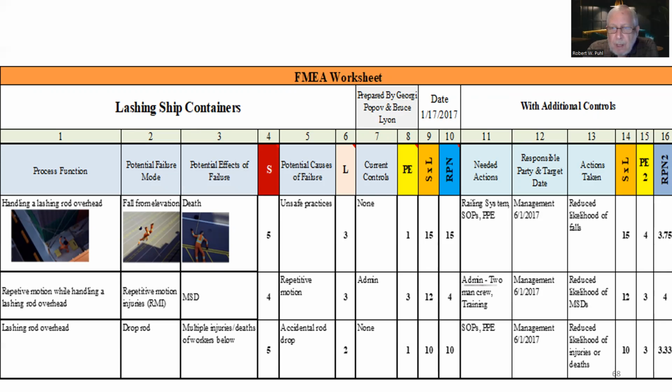Here was the first line in columns 8, 9, 10. It was 15 divided by 1. And now we have 15 divided by 4. And they changed the columns, for some strange reason.